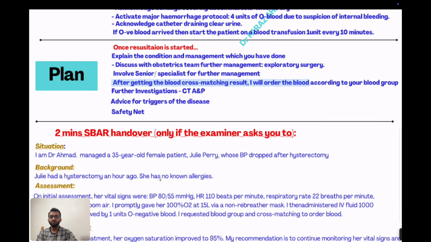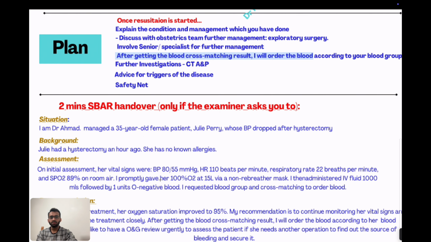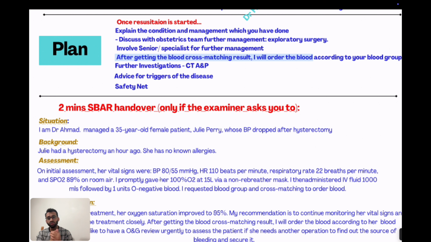In a similar way, if there is some time, the examiner may ask you to hand over this patient using the SBAR approach, or the scenario pasted outside the room may mention, can you please hand over this patient in 2 minutes at the end. You will start with the situation. I am Dr. Ahmad. I am managing this 56-year-old female patient Julie, whose blood pressure was dropping after the hysterectomy.